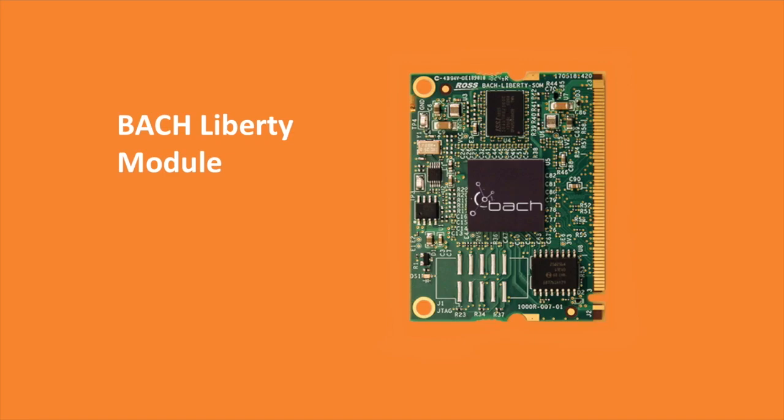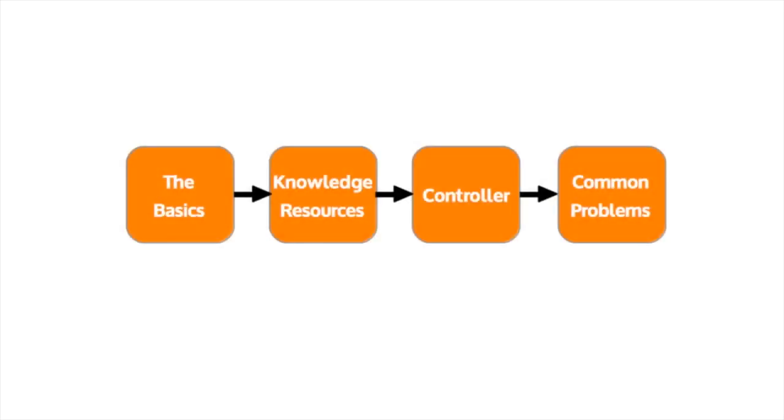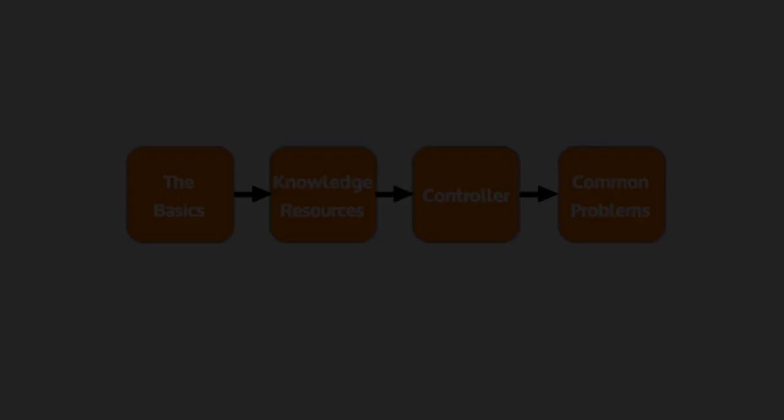Thank you for choosing BACH Liberty, a drop-in replacement pin-compatible module to Dante Brooklyn 2, featuring a fully compliant AES67 and ST2110 implementation by ROS Video. This video is part of a series of tutorial videos that will take you through the BACH Liberty basic hardware information, where to find documentation, how to configure and control it, and the most common problems.